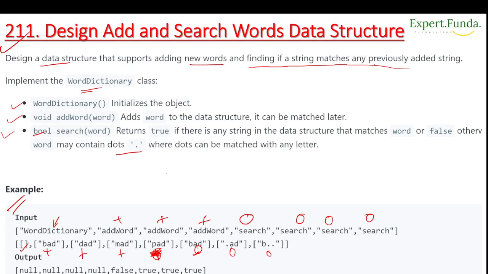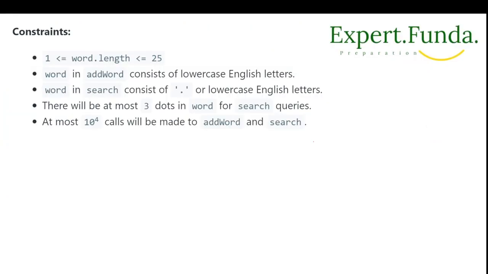That's why the problem says that while doing the search, if there is any string in the data structure that matches the word, we will return true, and if not, we will return false. Otherwise, the word may contain dots, where a dot can be matched with any letter, that can be any letter.